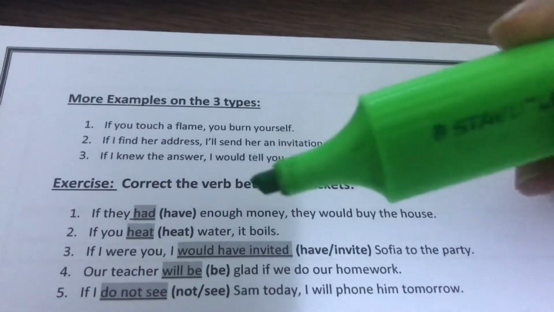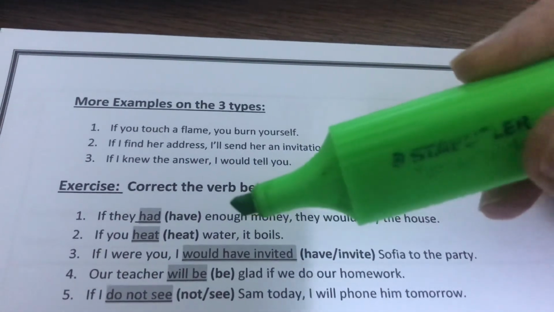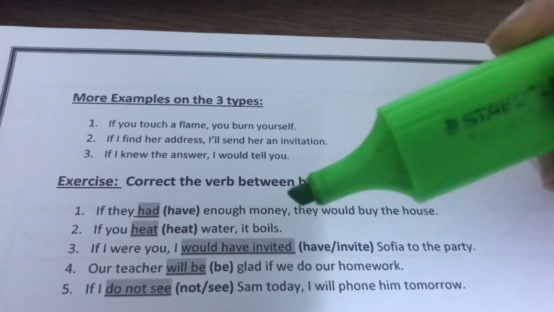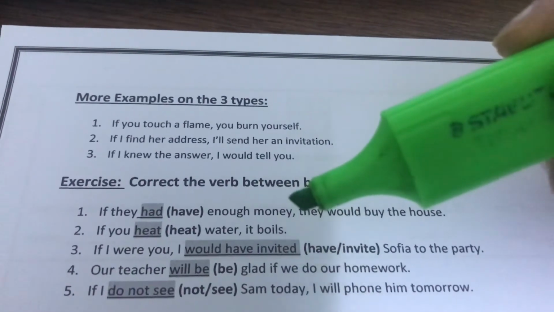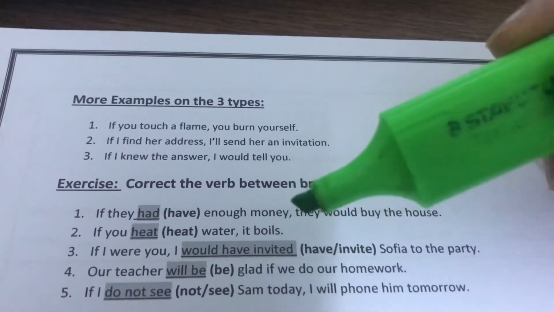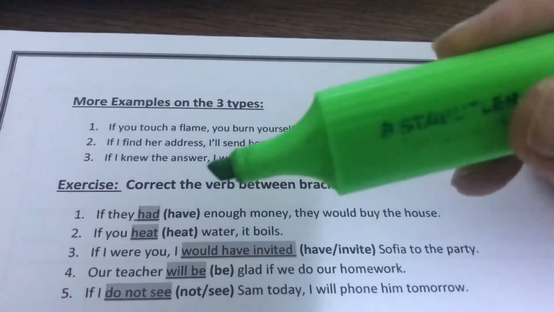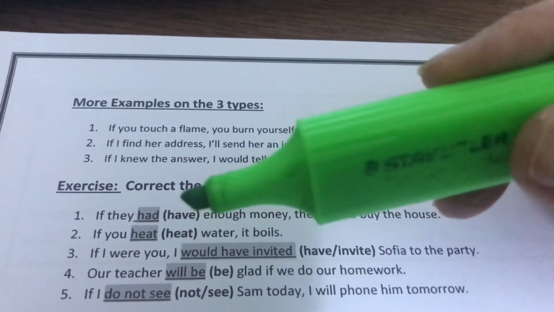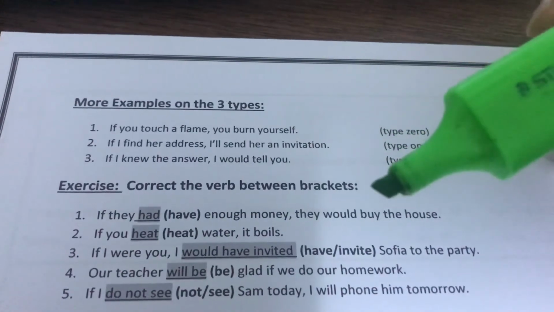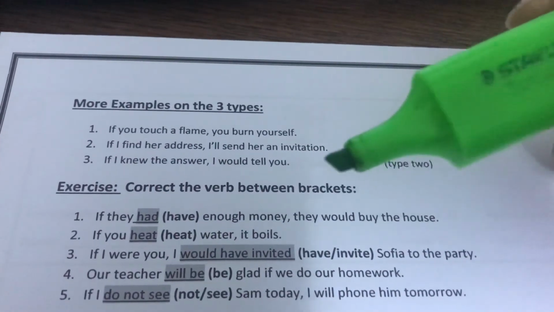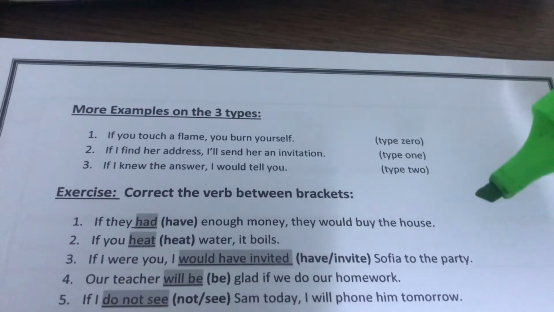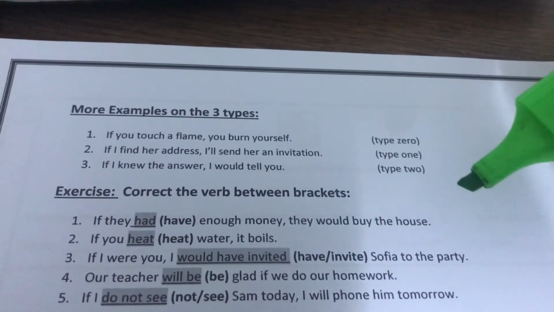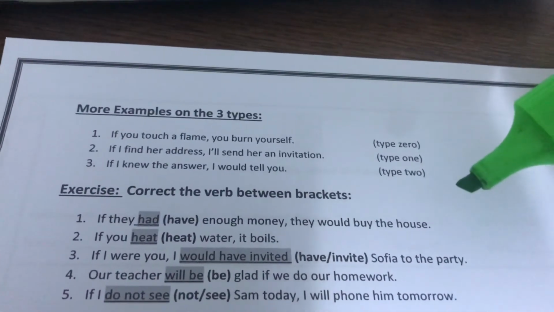Number 2: if you, the verb we have is heat, water, it boils. Here we know that this is a fact. If we heat the water, it boils. So here it has to be in the simple present. That's why we put heat. Next: if I were you, okay, this is in the past, so it's type 2. I would have invited Sophia to the party.